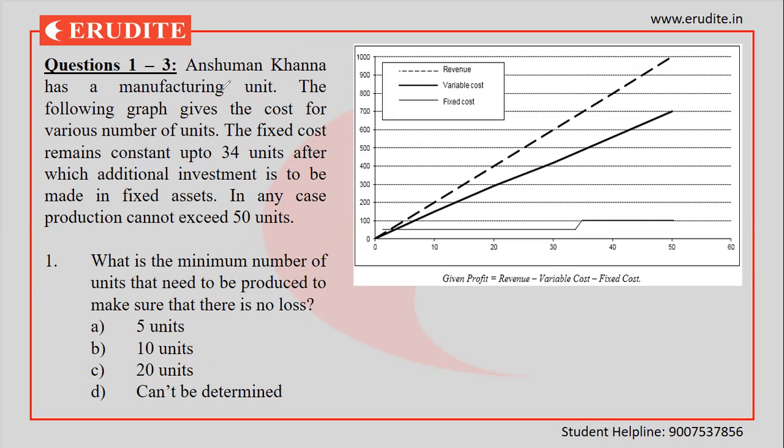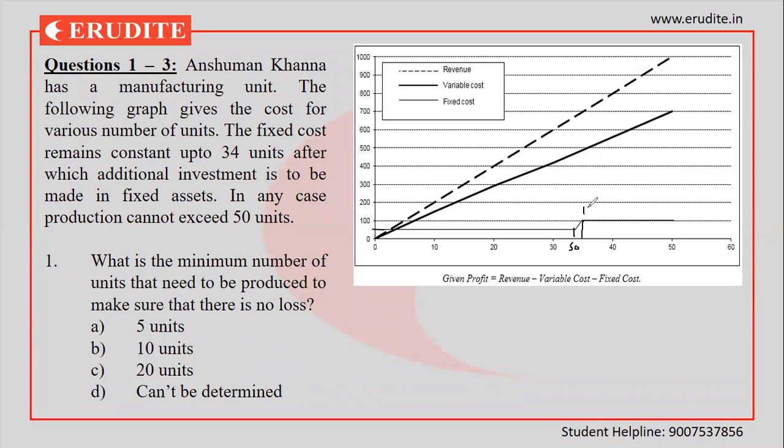Look at this set. Anshuman Khanna has a manufacturing unit. The following graph gives the cost of various number of units. So up to 34, first of all, this line will be extended up to the y-axis. So what we can see, up to 34 units, fixed cost is 50.